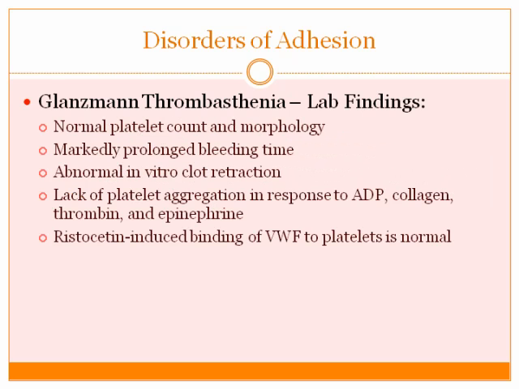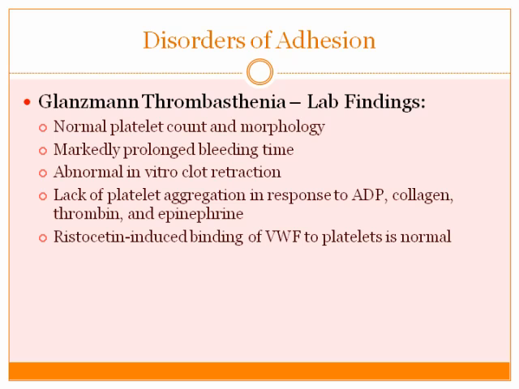So let's look at some lab results for Glanzmann thrombocythemia. We have a normal platelet count and normal morphology, so no giant platelets here, a very prolonged bleeding time because the platelets don't function right, abnormal clot retraction, lack of platelet aggregation to ADP, collagen, thrombin, and epinephrine, but the ristocetin is normal because it's not the von Willebrand factor here that's the problem. That's fine. But the others are lacking.